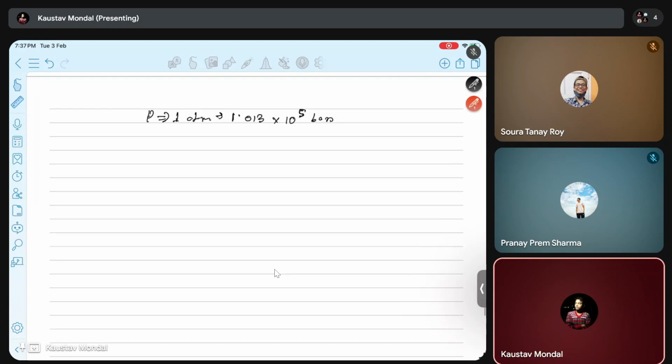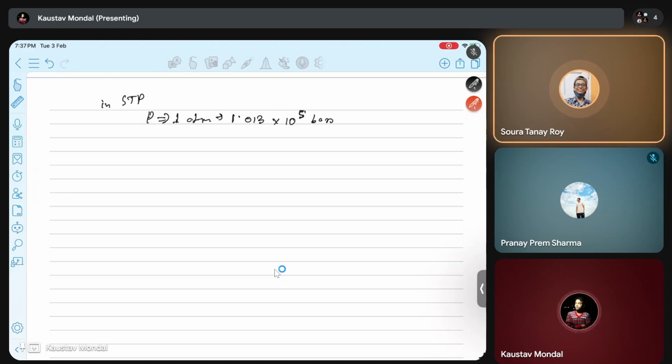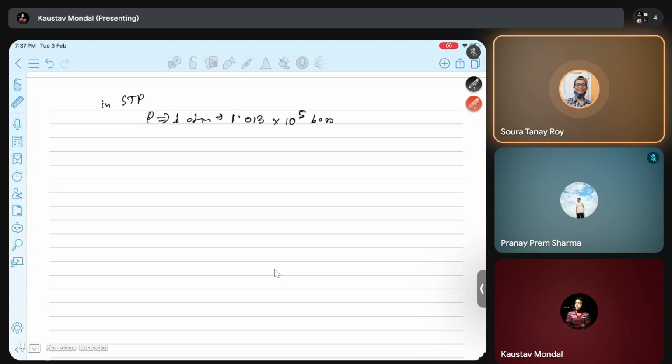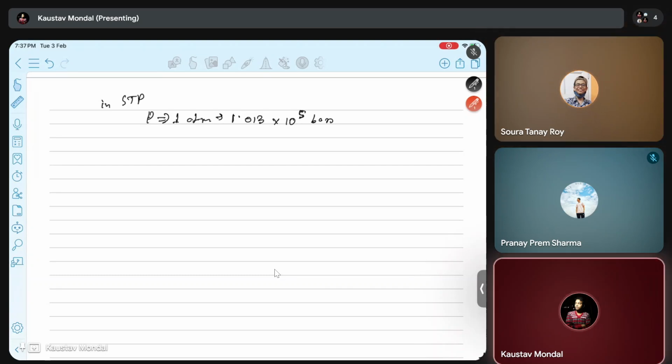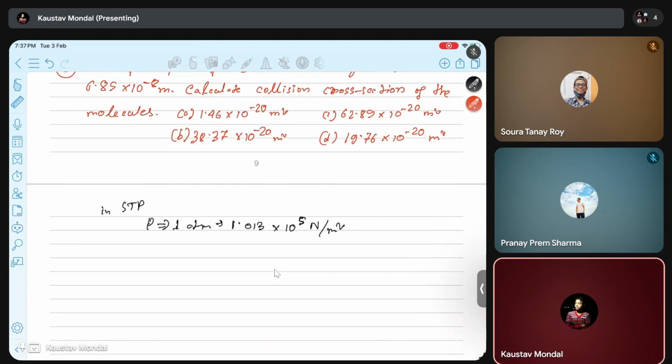So in STP, let me just check once. We have to convert in Pascal, right? Yeah, SI, that's why. So I forgot the unit. It's Newton per meter square, which is Pascal. So it will be Newton per meter square, force per unit area. Yeah. So now it's fine.